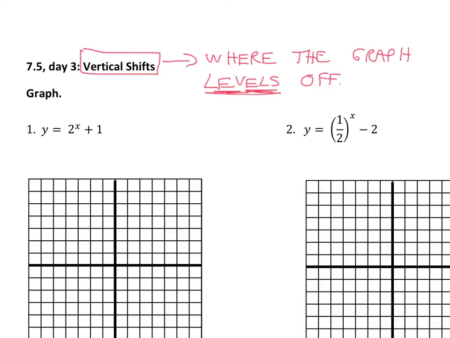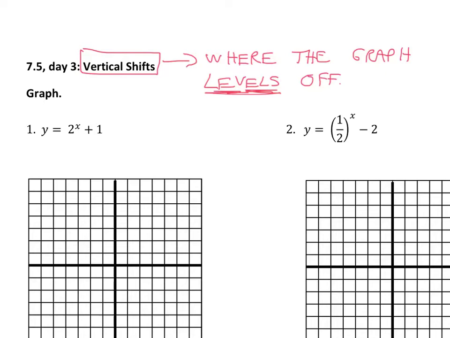Okay, all right, we're going to do the last day of graphing the exponential functions, and we're going to do vertical shifts. First thing you can do is take down what I wrote up there. Whenever you see a vertical shift in the exponential equation, that's where the graph is going to level off. Every single one that we graphed before always leveled off at the x-axis, so that's where the y value is 0. Now it's going to level off at whatever the vertical shift is.